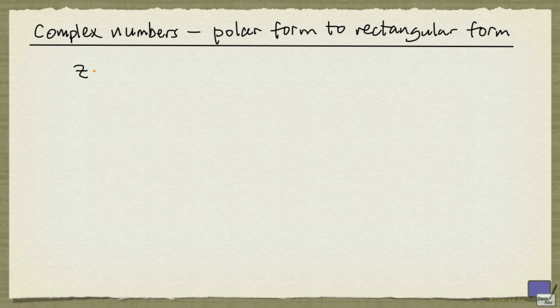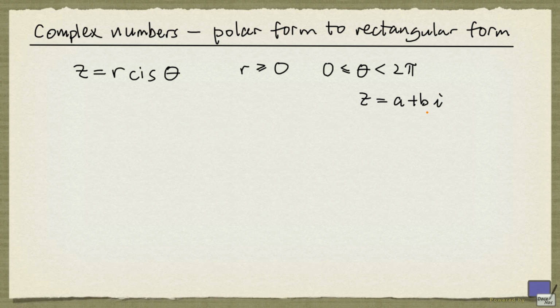Suppose that we have a complex number z given by r times CIS of theta, where r is non-negative and theta is at least 0 and less than 2 pi. To convert z to rectangular form means that we want to find real numbers a and b such that z is equal to a plus b times i.